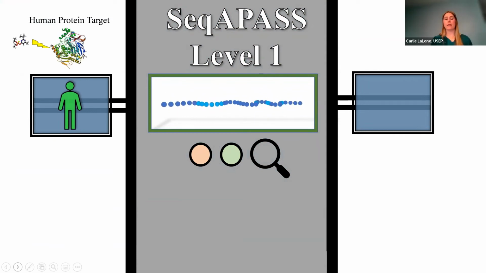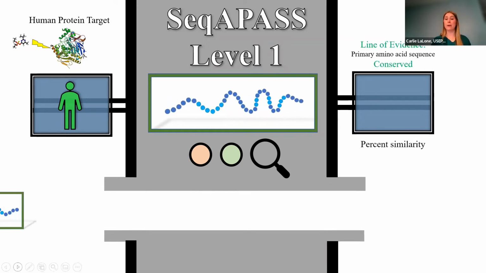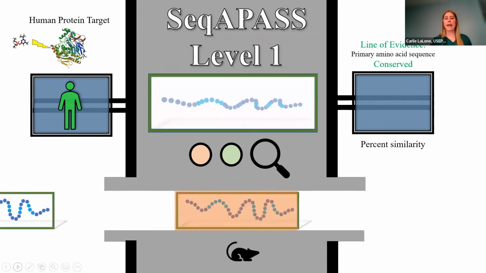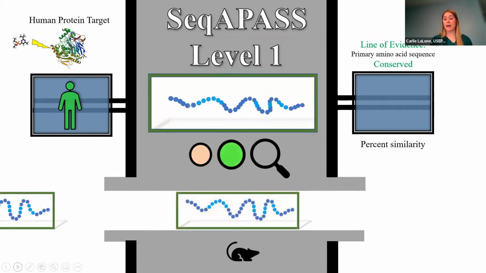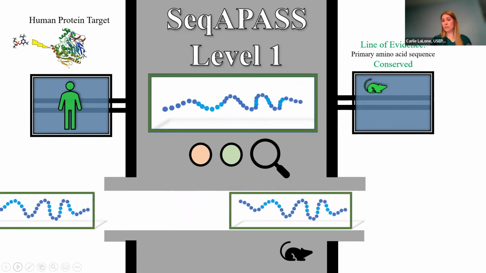So in this example that I'm demonstrating here, as a visualization for SeqAPAS, we're utilizing a human protein target. So let's just say this is the human nuclear receptor, maybe an estrogen receptor, and we're trying to understand what other species are likely to be susceptible to a chemical that we know interacts with the estrogen receptor. So we can start comparing sequences at the full primary amino acid sequence, level 1, and we'll get an understanding of whether or not that sequence is conserved, yes, or not conserved.